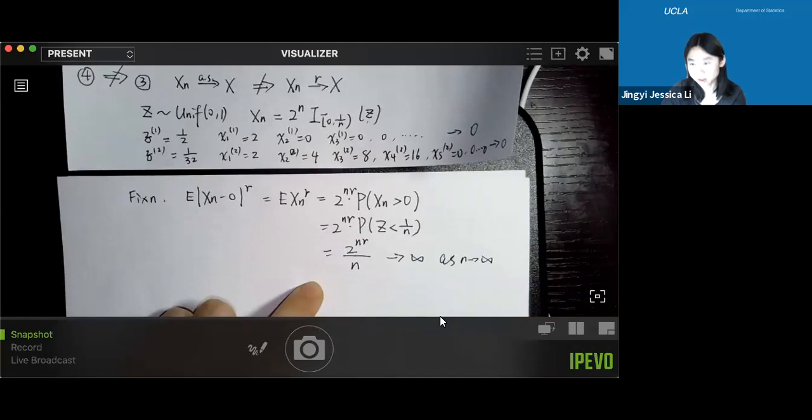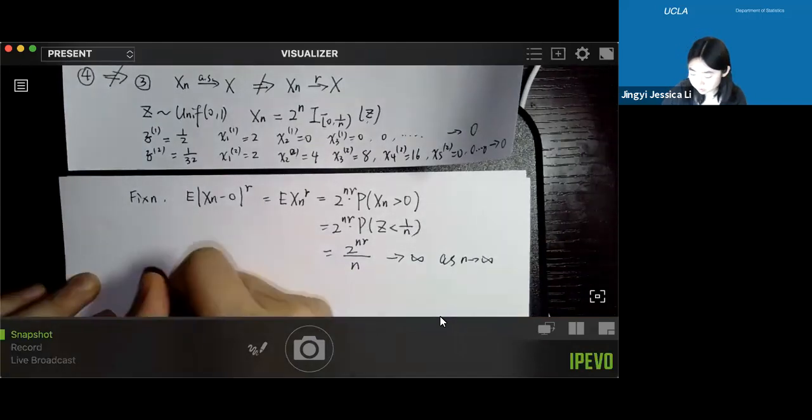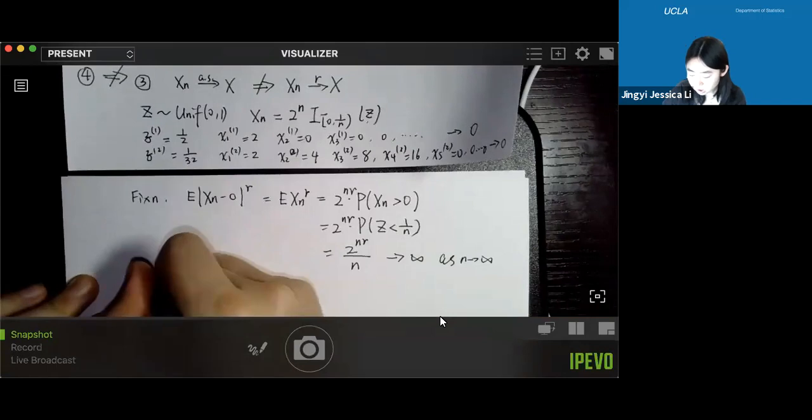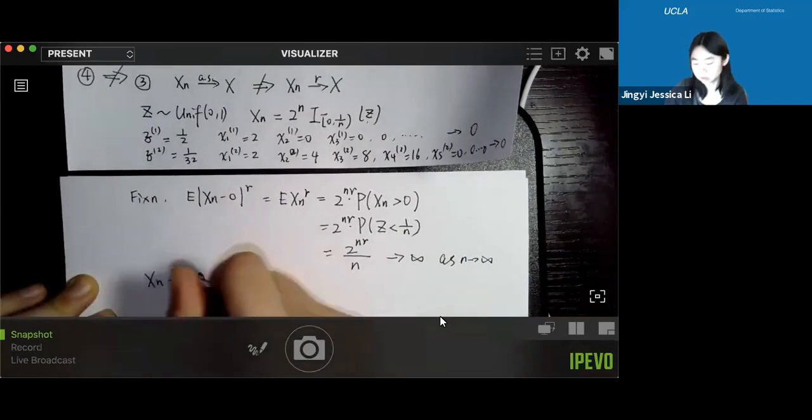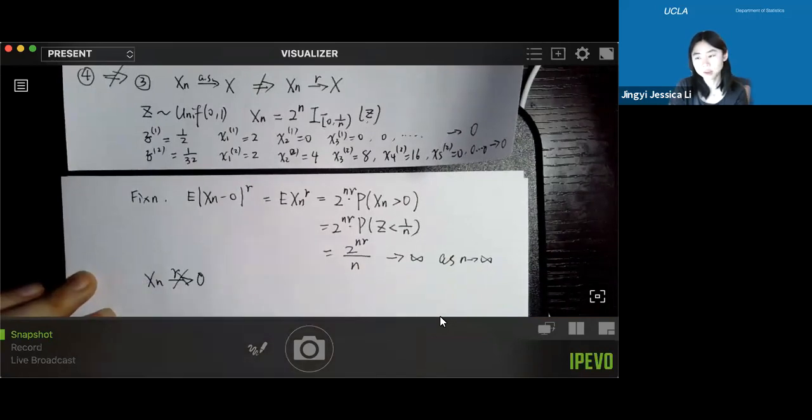So that's why this thing doesn't converge in the rth mean to 0. Doesn't. We have that. Right, so we gave you a specific example. So you see the difference between convergence almost surely and convergence in the rth mean. So basically for convergence in rth mean, it's not enough for us to just have every realization of the sequence converge to a limit. That's not enough.